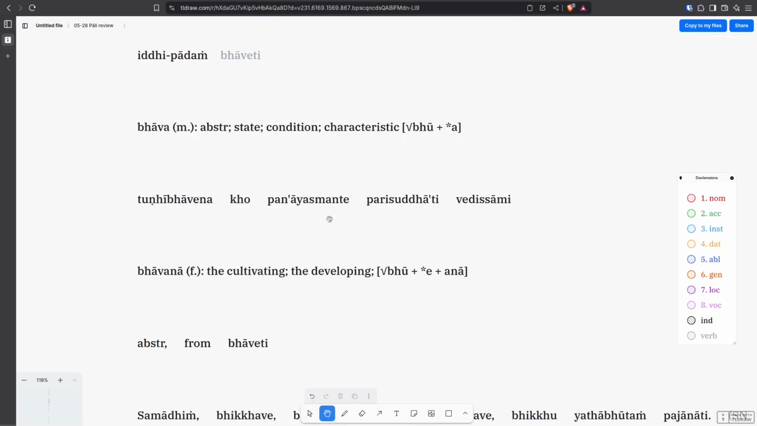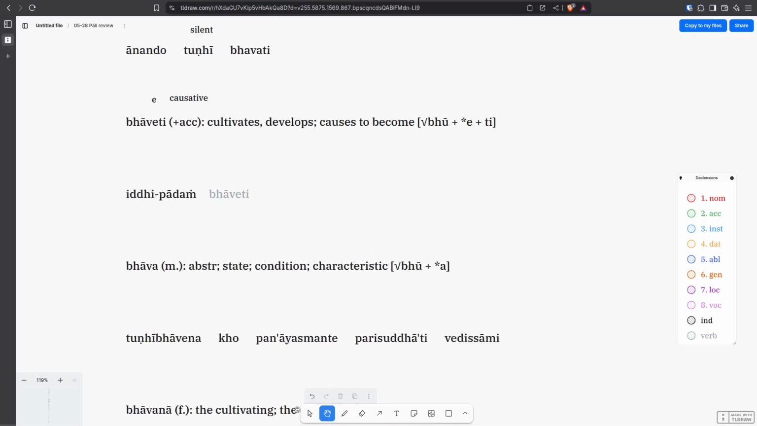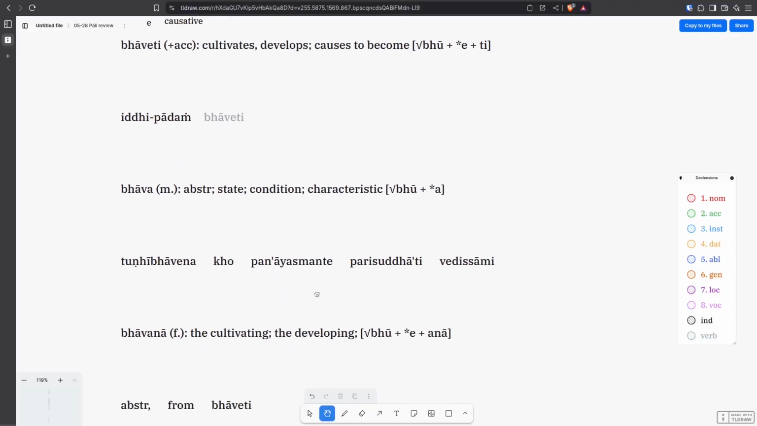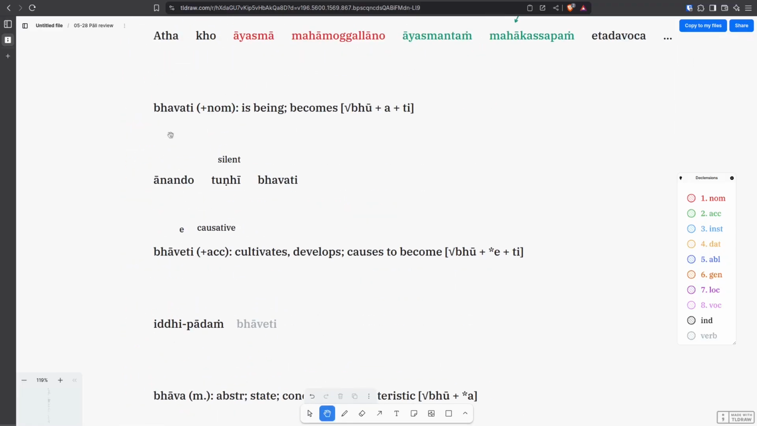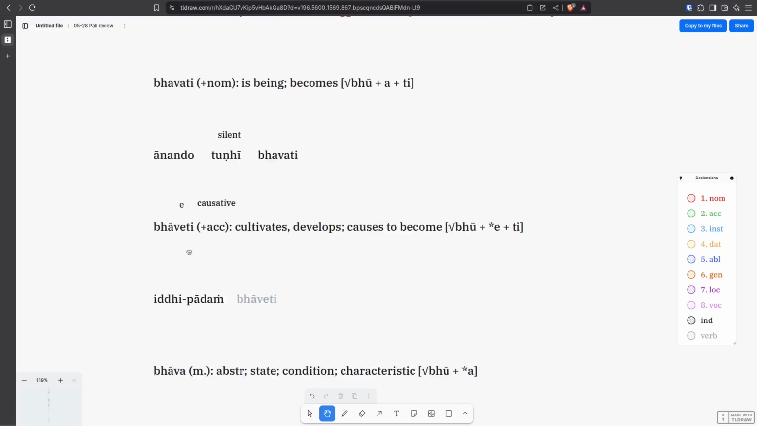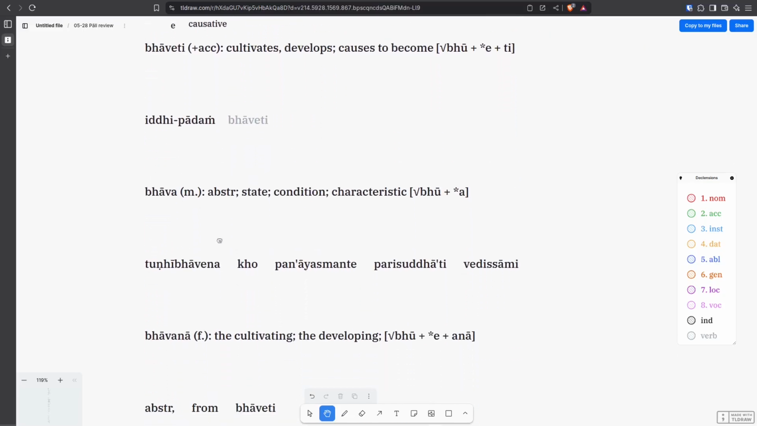So again, staying with this root, bu is where you have bhava. So these were verbs, right? You see, bhavati, bhaveti, these are actions, but it becomes a noun here with bhava. It's an abstraction, a state or condition or characteristic, but it's still connected with the root. So the root is still bu.